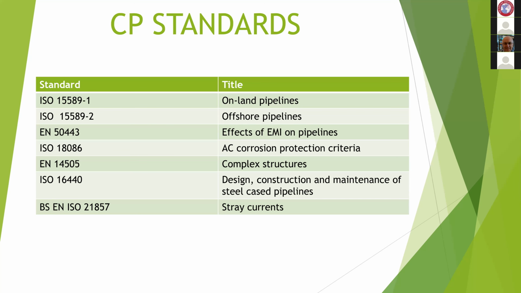And 21857 is a relatively recent standard that was published in 2021. It's the first pipeline standard that deals with the issues of electrical interference. And that also needs to be considered by pipeline designers.